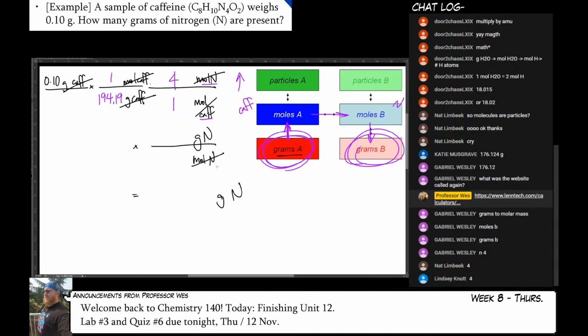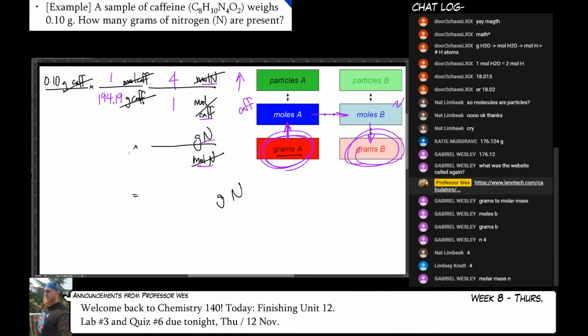Finally, how do I do the relationship between moles of nitrogen and grams of nitrogen? Where do I go to get that information? Yeah, it's just the molar mass of nitrogen, yeah?